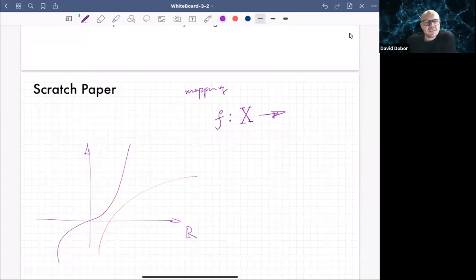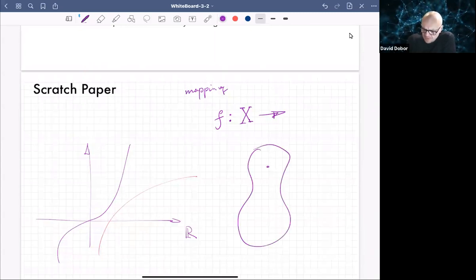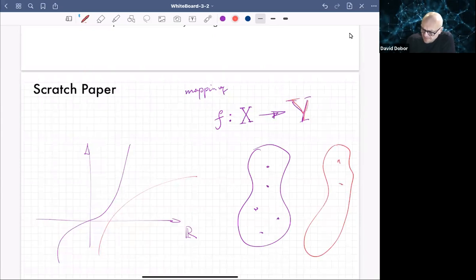You have this X, which is what? A domain, a set in which the function is defined. And then you have something called codomain. Let's make this red, I guess. So you have this Y. Okay, so you have a mapping, and F is a mapping.